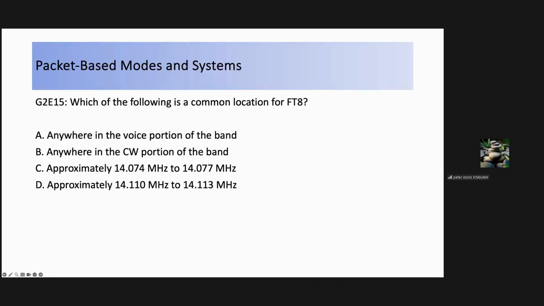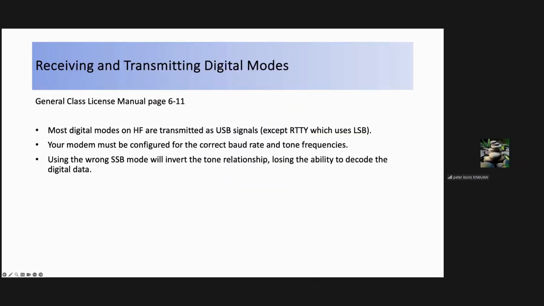Which of the following is a common location for FT8? Oh, I didn't talk about that. I apologize. 14074 to 14077. On the band plan at the beginning of the presentation, this is actually mentioned. It is shown. It shows up in that section of the band. Again, something you just need to memorize for the exam.